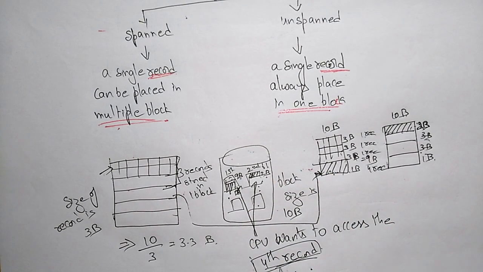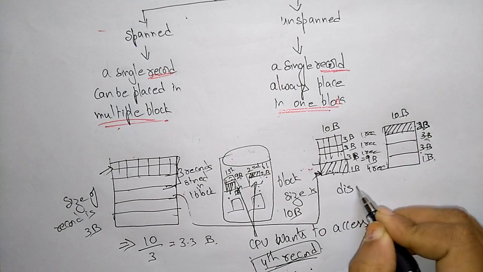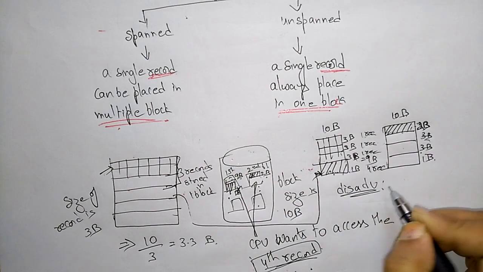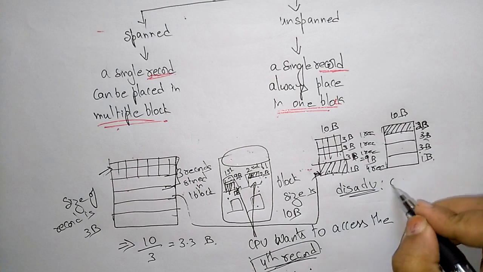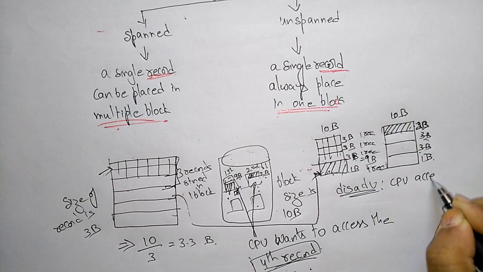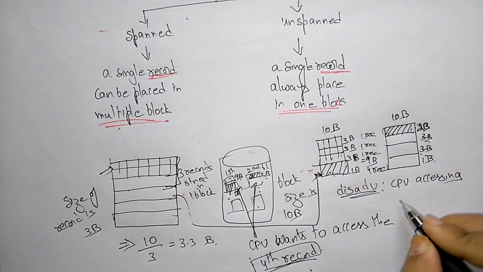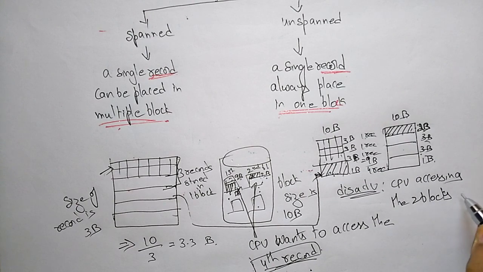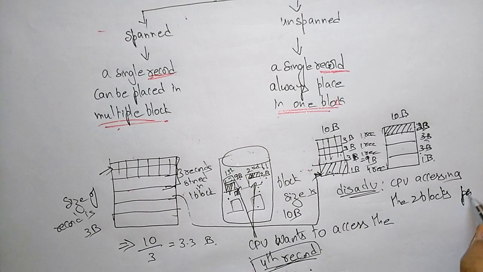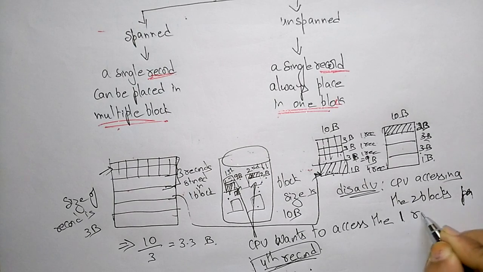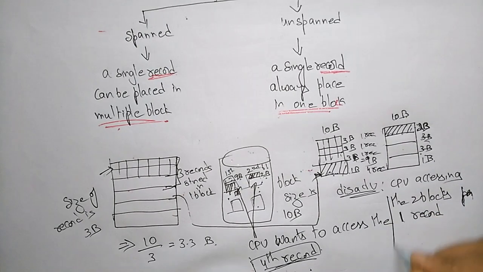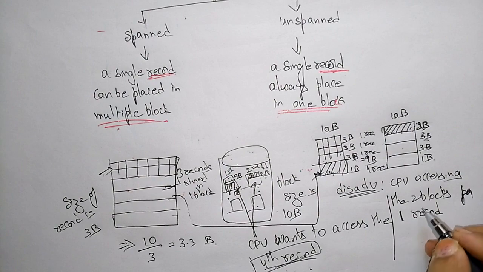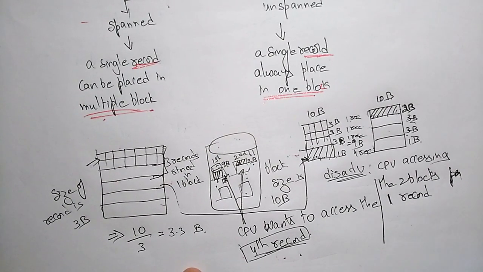The main disadvantage of using spanned is that the CPU is accessing 2 blocks for one record. For a particular single record, it accesses 2 blocks, and accessing blocks is always costlier.